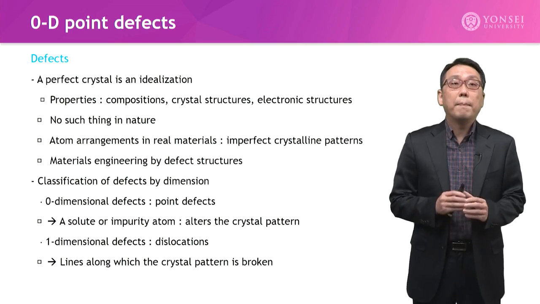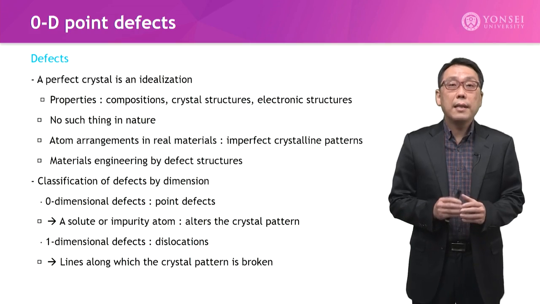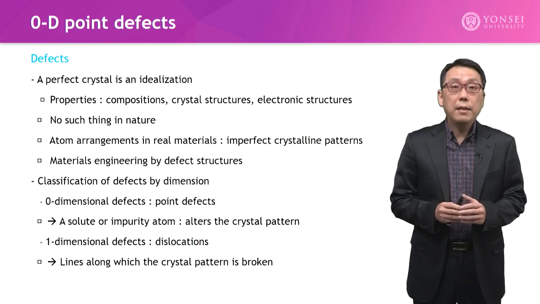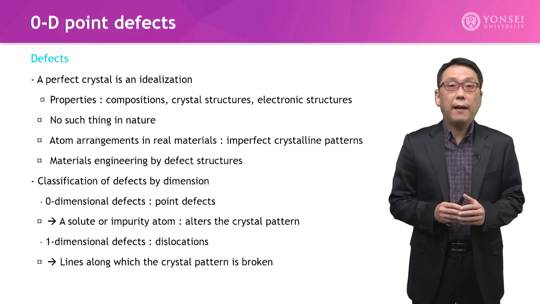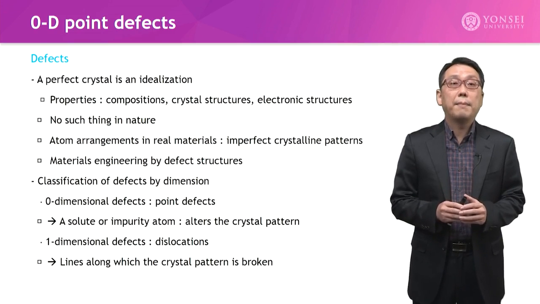As you know, a perfect crystal is an idealization, so the intrinsic property can be determined by the compositions, crystal structures, and electronic structure, but no such thing exists in nature. Atom arrangement in real material should have an imperfect crystal pattern. So this indicates that the functional properties of inorganic materials can be enhanced by defect structure engineering.